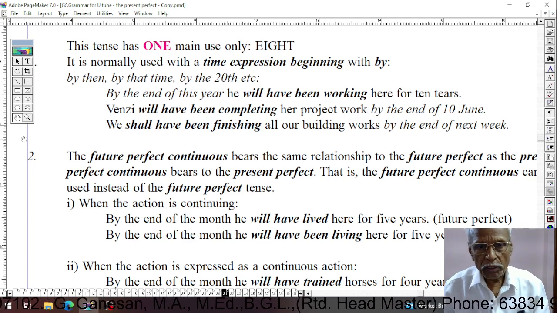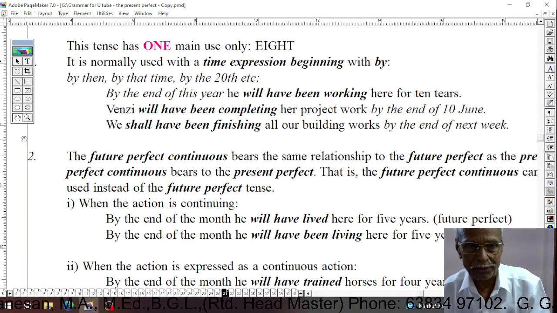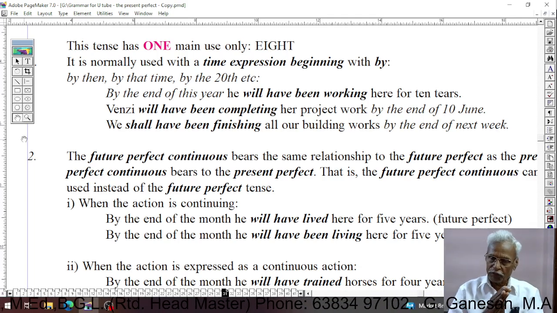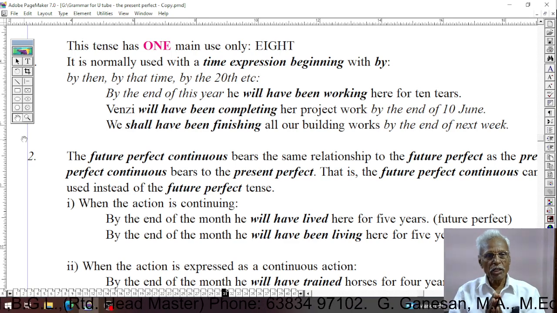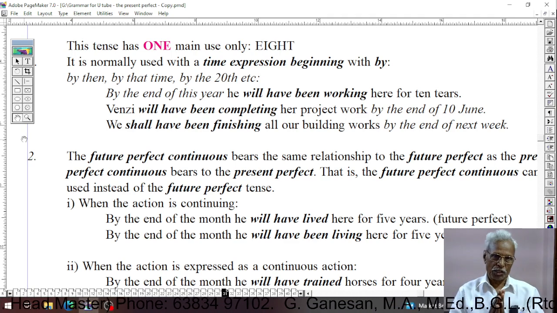Verning will have been completing our project work by the end of June 10th. That is, by the end of 10th June, Verning will have completed her project or will have been completing her project.